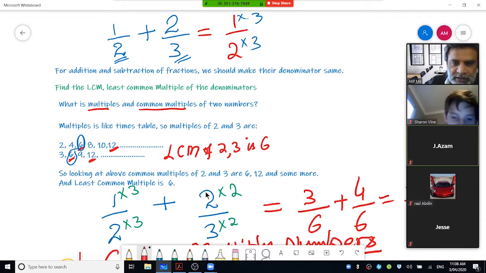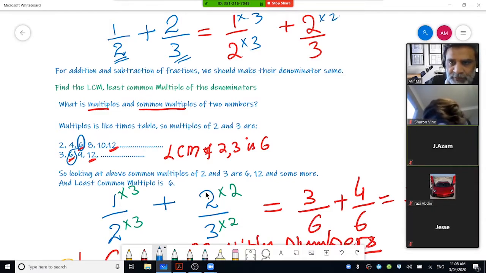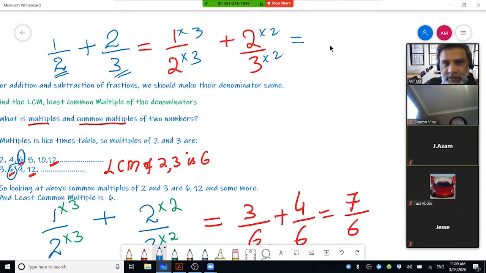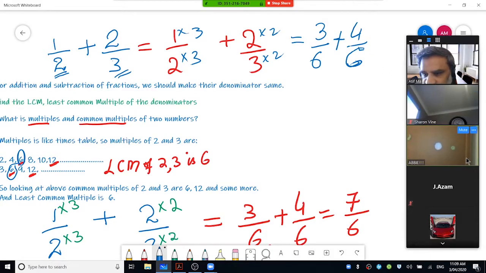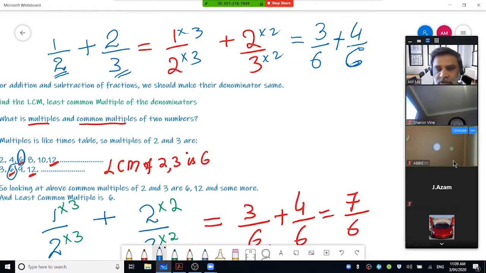And then we had another, which was 2 over 3, and we would times it by 2. Remember, whatsoever you do in the numerator, you should do the same in the denominator. Numerator and denominator should be treated the same. So this becomes 3 over 6 plus 4 over 6. Now you have the same denominator, and then you can add them.